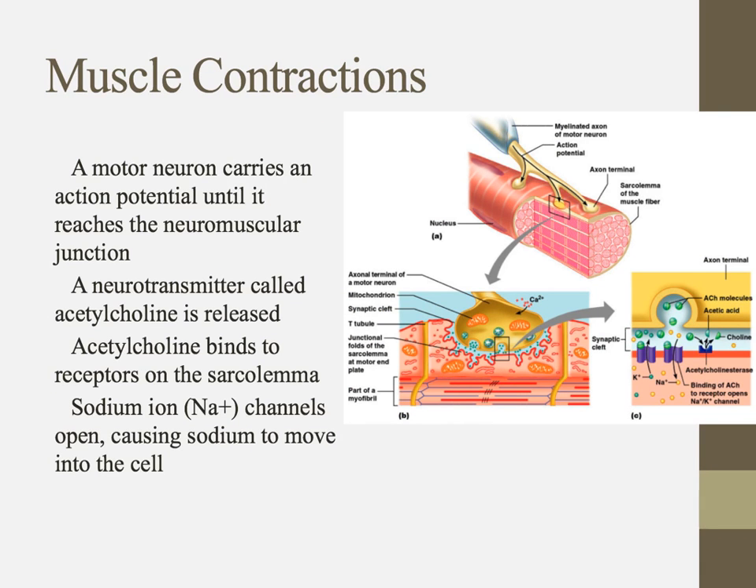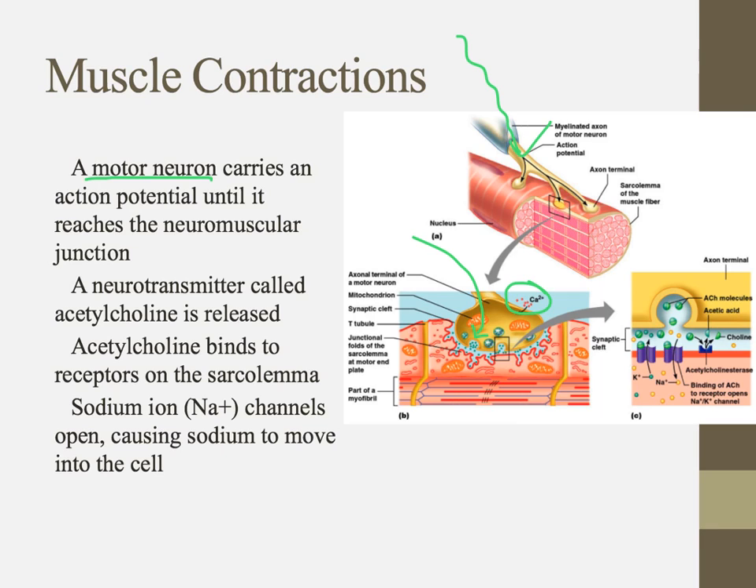So let's take a look at this from start to finish. For a muscle to contract, it has to get a signal from a motor neuron, and we've covered this before. That motor neuron is going to be filled with neurotransmitters called acetylcholine. So when the action potential reaches the end of this motor neuron, it's going to be flooded with calcium ions. The calcium ions force those vesicles full of neurotransmitters to release their contents into the synaptic cleft, and their contents just so happen to be acetylcholine.